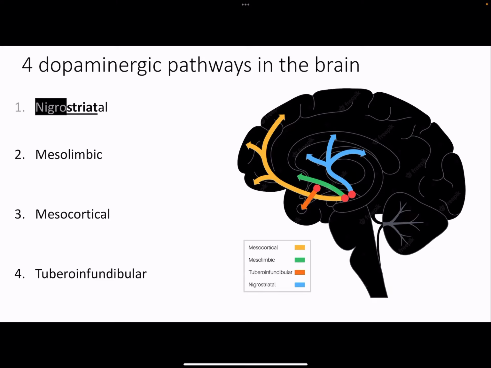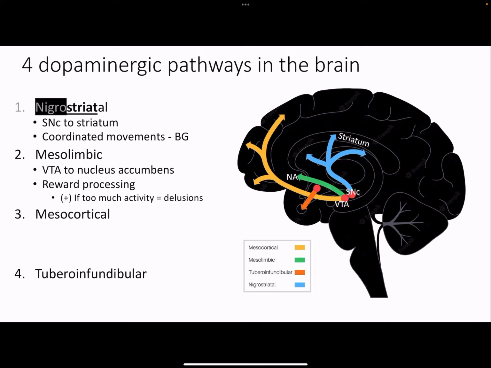All right, so nigrostriatal, think about the name. Substantia nigra, that's the dark part. The black substance. The striatum, which is the caudate and the putamen. So this is going to be coordinated movements in the basal ganglia. Mesolimbic is going to be the VTA to the nucleus accumbens, and this is really just the reward pathway, the reward processing. So you get a positive symptom in something like schizophrenia if you have too much activity of the mesolimbic system. You're going to have delusions.